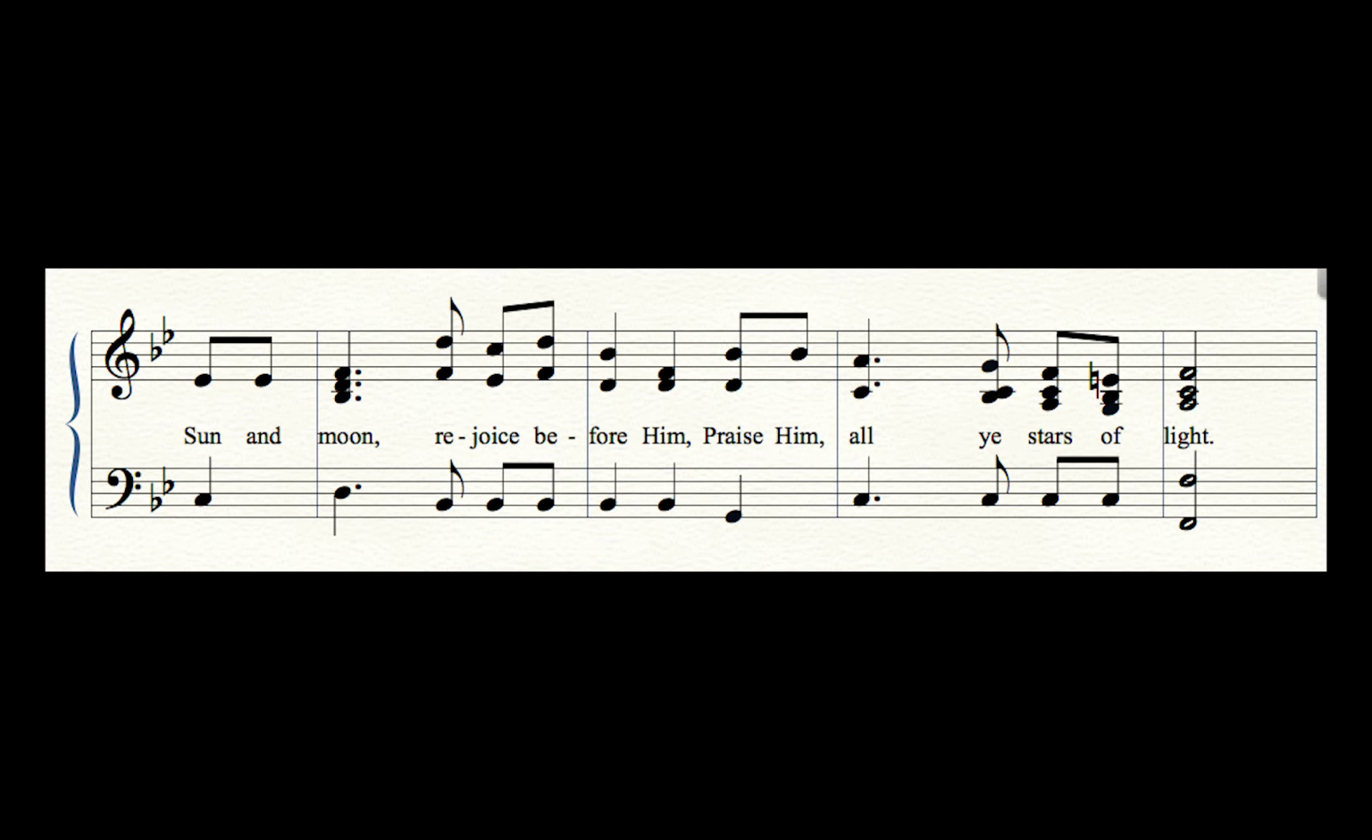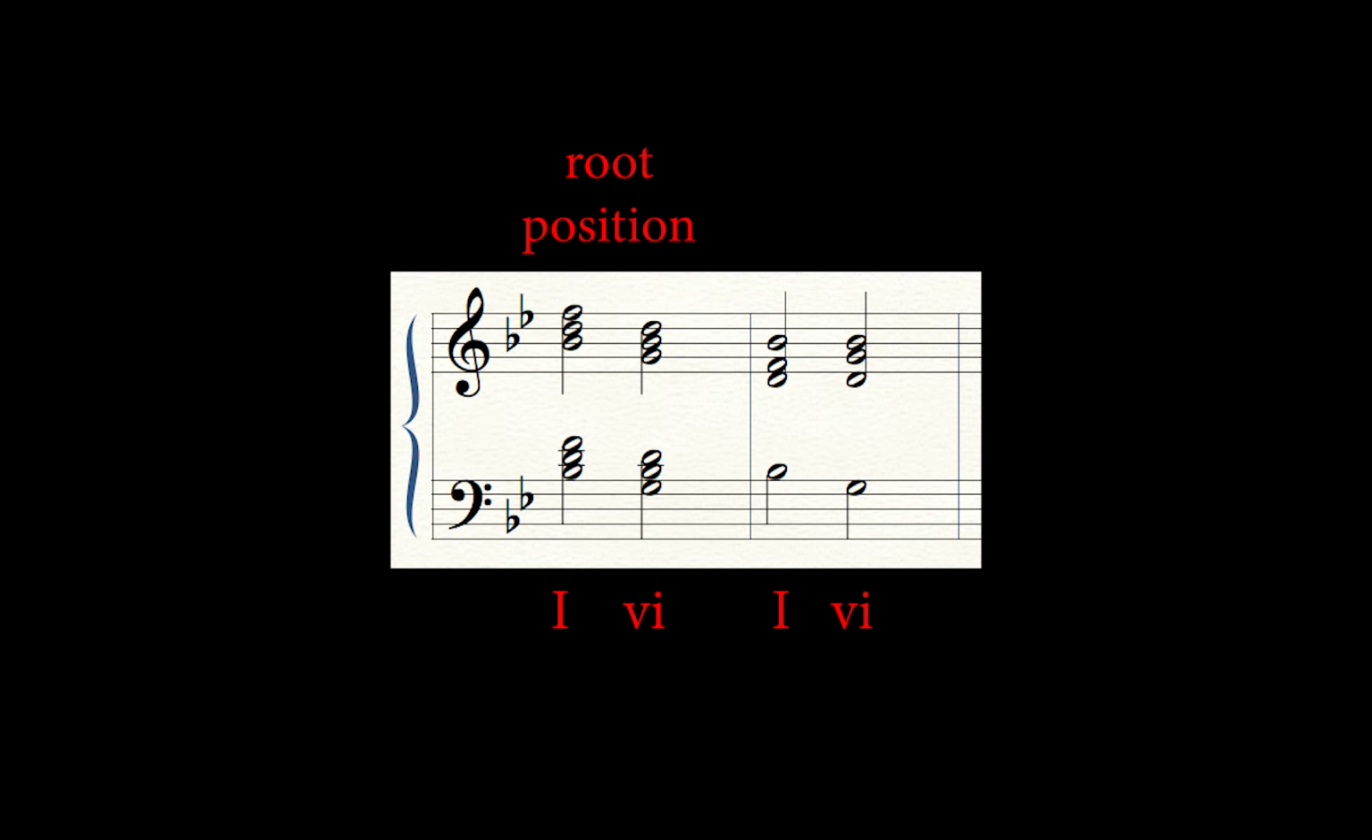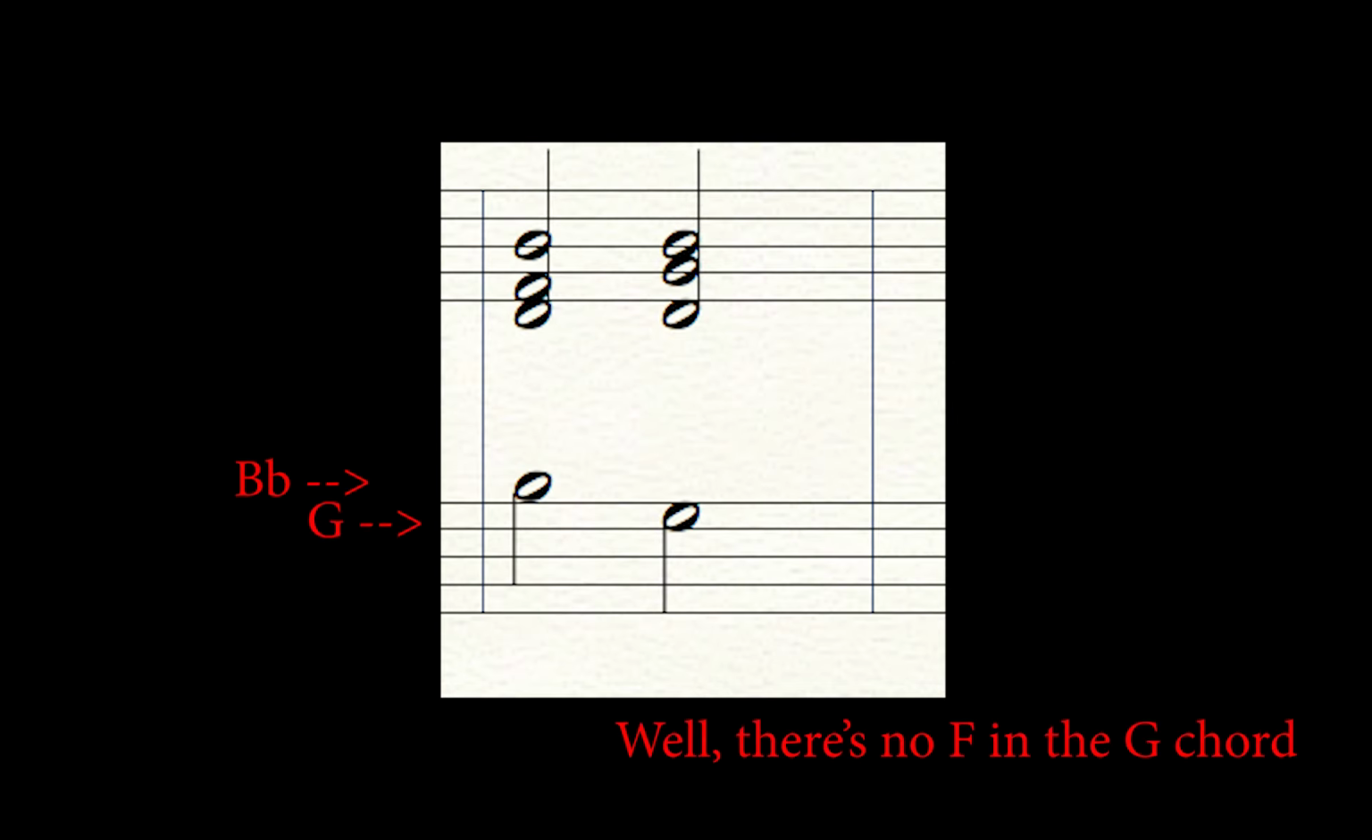Yes, there is a 6/4 chord, but the chord before it is a chord that belongs to both keys. We say it is a common chord. Part of the softening effect is because the chord is minor. It's very easy to find if you're coming from the tonic. They are related chords. They have two notes in common. So in this case, the bass changing from B flat to G is the only change from the one chord.